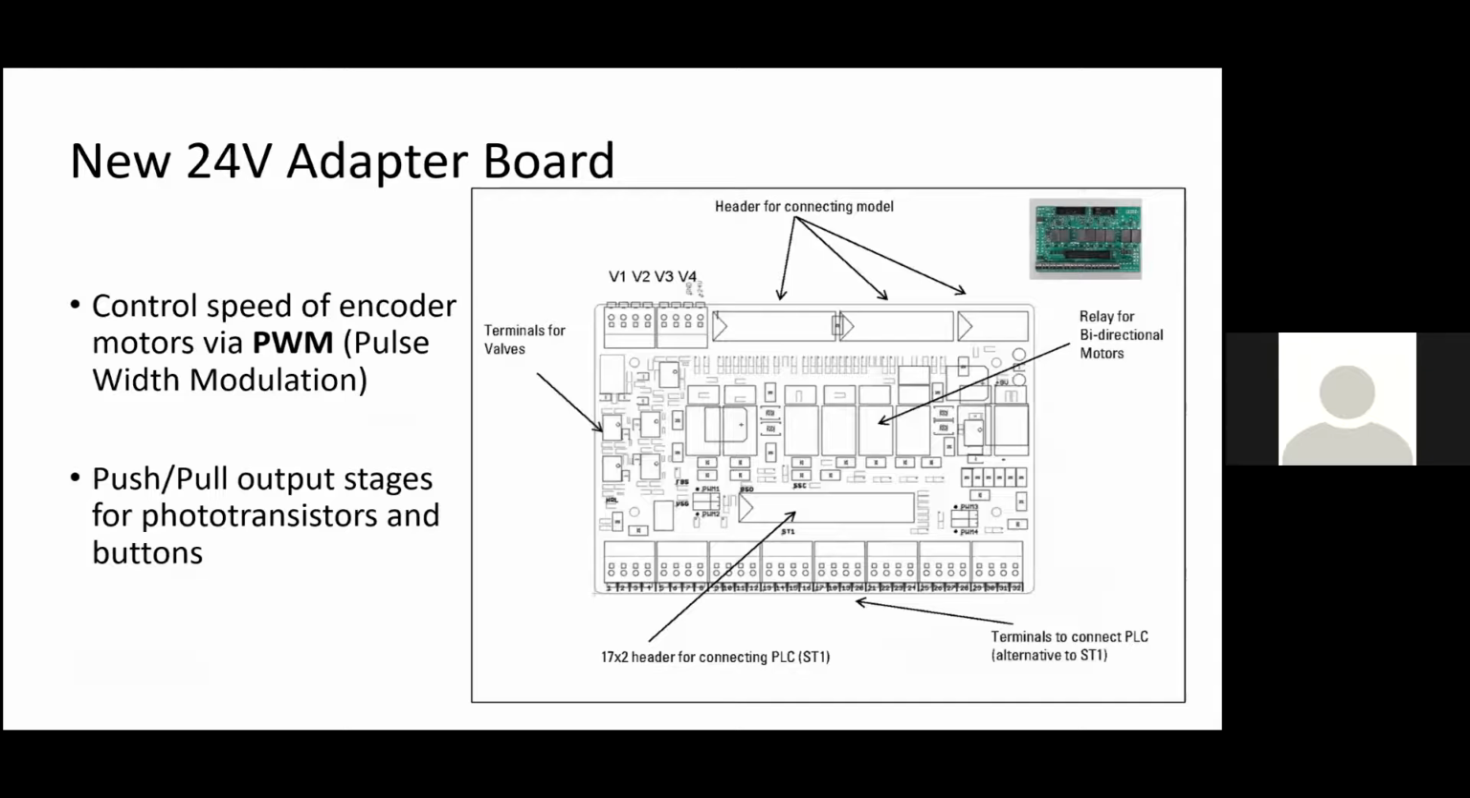The model also incorporates newly developed 24-volt adapter boards to interface to the PLC. These, of course, ship as part of the assembled training factory and are connected to the PLC via terminals. Now, among other things, the latest generation of adapter boards allows the speed of the encoder motors to be controlled via PWM, also known as pulse width modulation. They also have push-pull output stages for phototransistors and for buttons.